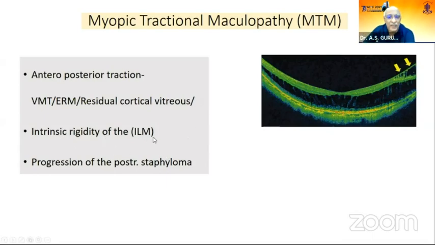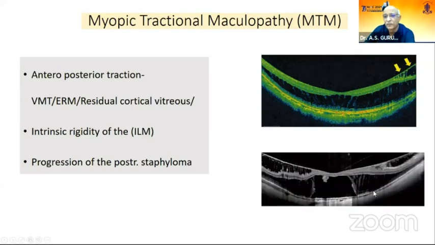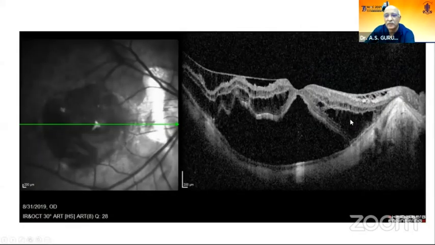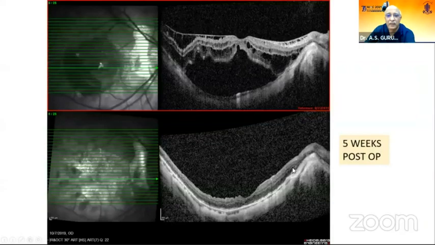Intrinsic rigidity of the ILM is a factor, and there is a progression of staphyloma which leads to myopic traction maculopathy. This is our own example of myopia progressing, and results with surgery.